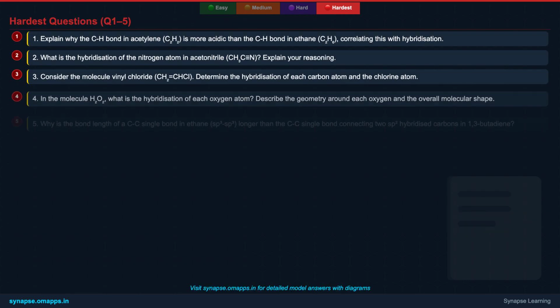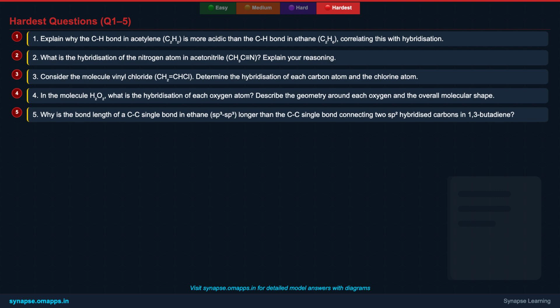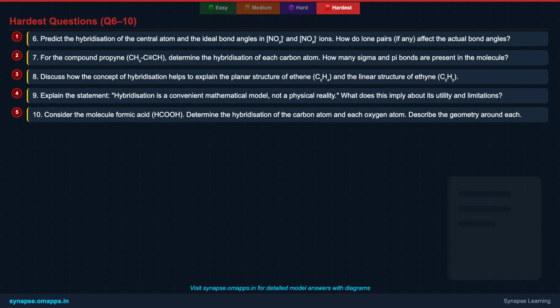Now, let's test your mastery with these first 5 challenging questions. These require critical thinking and application of all the concepts we've covered, from basic hybridization to its implications for molecular properties and resonance. Take your time, analyze each problem carefully, and try to connect the dots. Here are the final 5 questions to truly push your understanding of hybridization. These problems delve into nuanced aspects, requiring you to synthesize information and apply your knowledge to more complex and theoretical scenarios. This is your chance to demonstrate a comprehensive grasp of the topic.